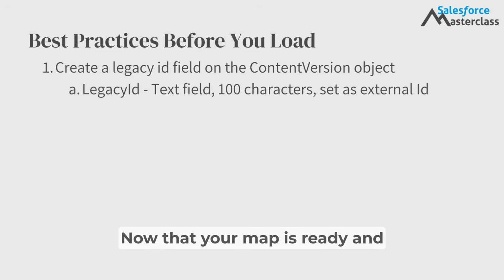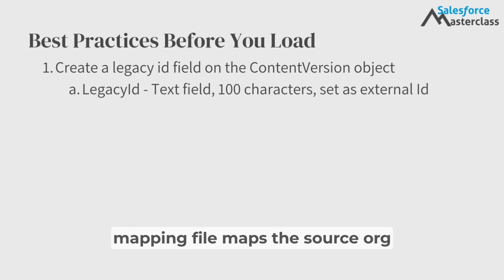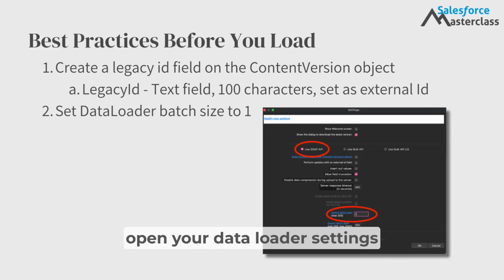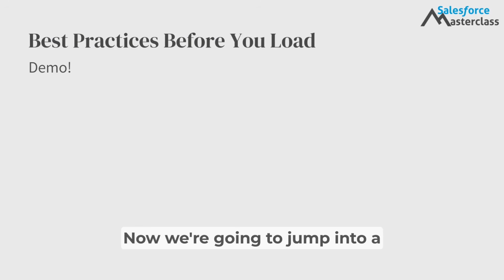Now that your map is ready and you're itching to insert those files, let's pause and cover a few best practices. First, have you created a legacy ID field on the ContentVersion object? If not, add one now and make sure your mapping file maps the source org ID to this legacy ID field. Number 2, open your data loader settings and set the batch size to 1. Third, copy the first few rows from your mapping file and create a test map. Doing a practice insert helps you be alerted of any issues that need to be solved before you start loading. Now we're going to jump into a screen share and walk through the process step by step.